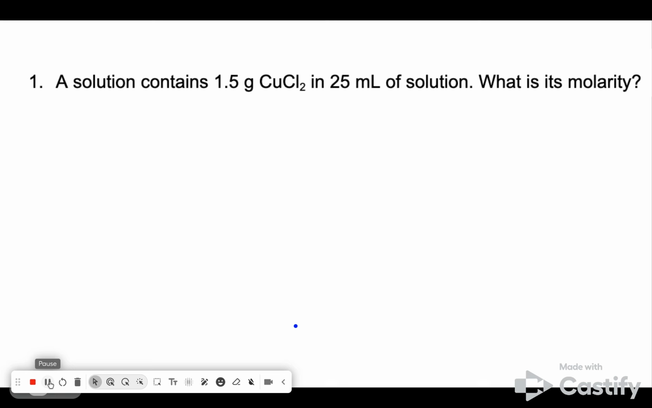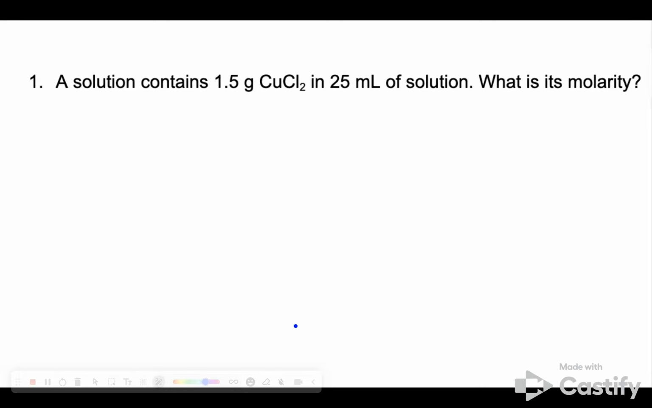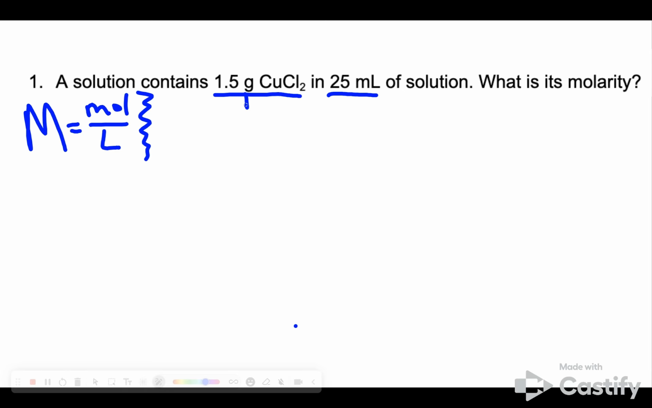So here we go with our first calculation. We are using the molarity calculation. We want to find the molarity. A solution contains 1.5 grams of CuCl2 in 25 milliliters of solution. What is the molarity? So we start off with grams and we have milliliters. Our formula is molarity equals moles divided by liters. Currently I don't have moles and I don't have liters, so I need to figure out how to convert my units, grams and milliliters, to substitute into this formula.